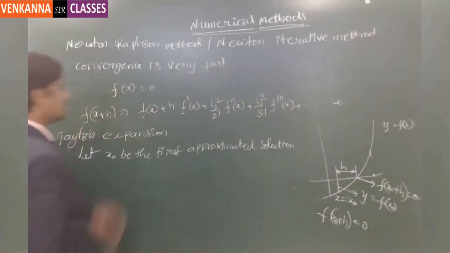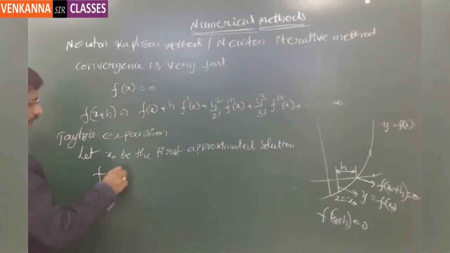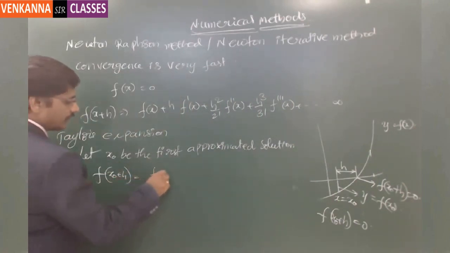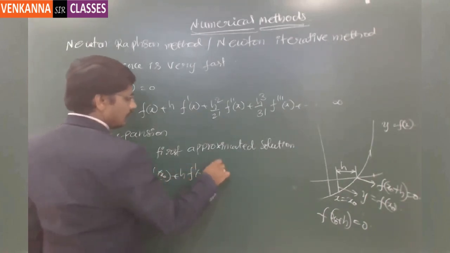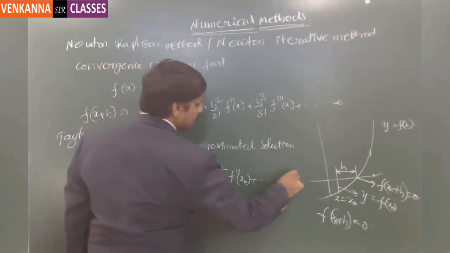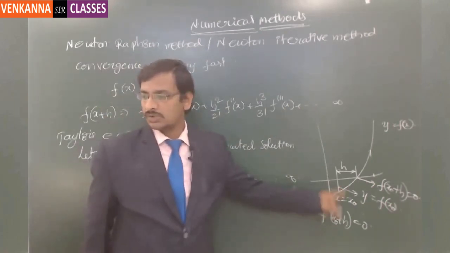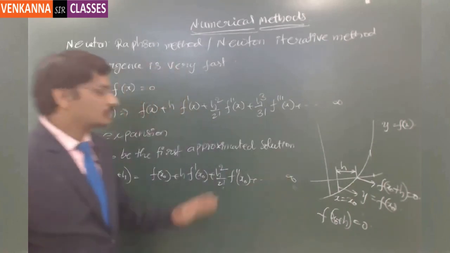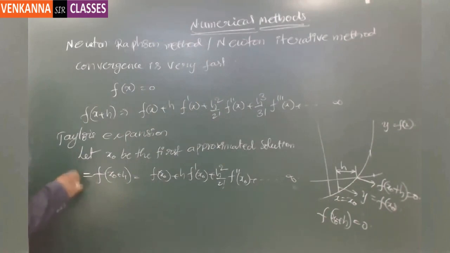Now from the Taylor's expansion, if you write for x naught, then f of x naught plus h equal to f of x naught plus h into f dash of x naught plus h square by 2 factorial into f double dash of x naught plus and so on up to infinity. So this is the Taylor's expansion written for the function at x is equal to x naught. Now, once you identify this location, we know that the solution is occurring at a distance of x naught plus h, which essentially means that the function value is becoming 0 there.